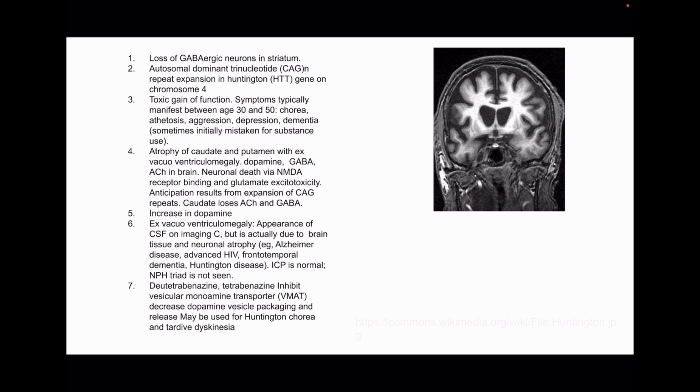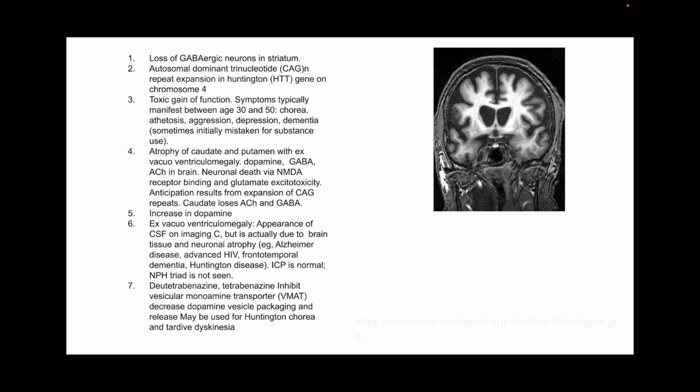You have chorea, athetosis, aggression, depression, dementia. Sometimes it is also initially mistaken for substance use. Atrophy of the caudate and putamen with ex vacuo ventriculomegaly. Dopamine increases, while GABA and acetylcholine in the brain decrease in this condition. There's neuronal death via NMDA receptor binding and glutamate excitotoxicity.